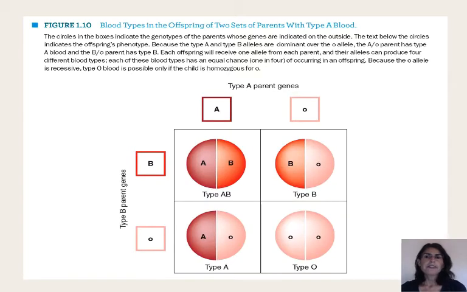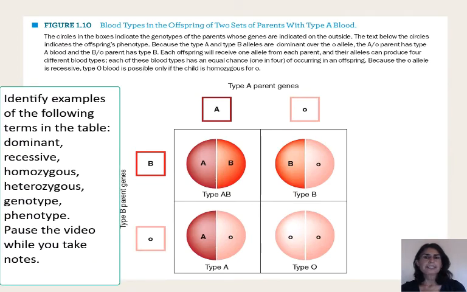Now is a good time to review some terms using the example of blood type. One parent is heterozygous for type B blood, the other is heterozygous for type A blood. The possible genotypes and phenotypes for the offspring are shown in the table. Take a moment and identify examples of the following terms in the table: dominant, recessive, homozygous, heterozygous, genotype, phenotype. Pause the video while you take notes.